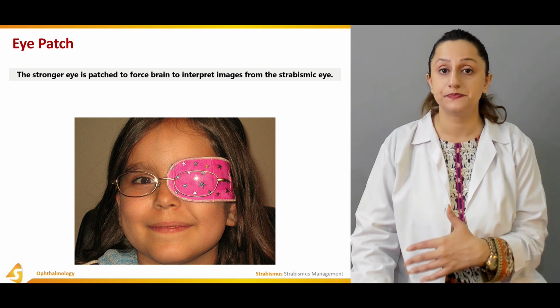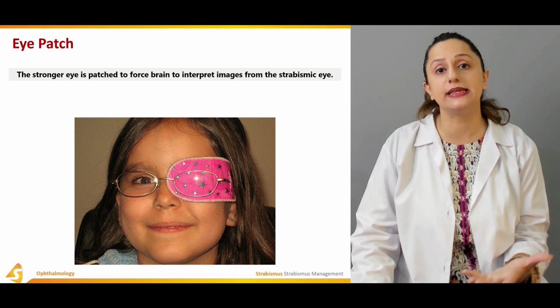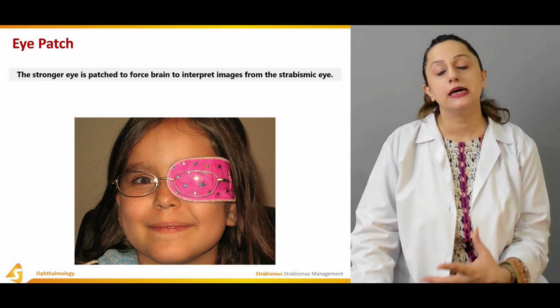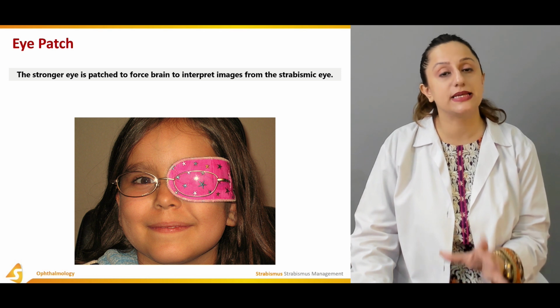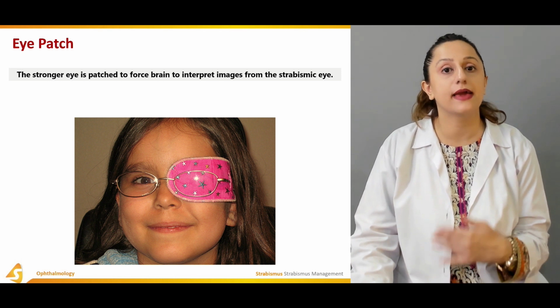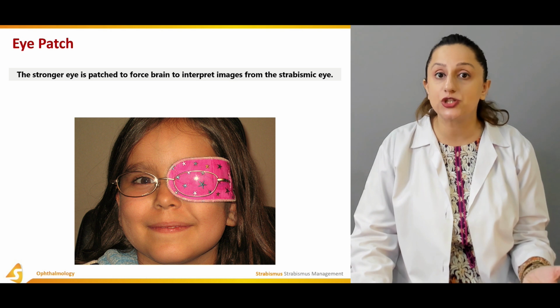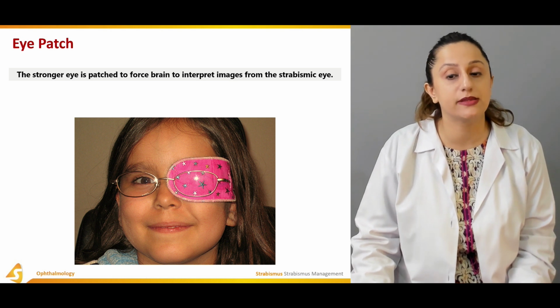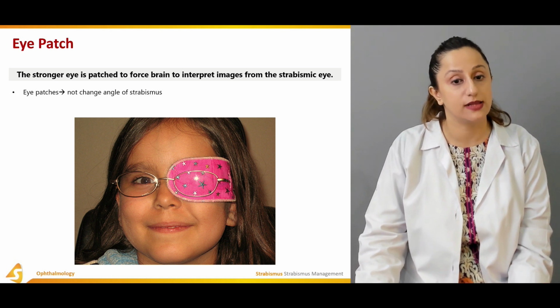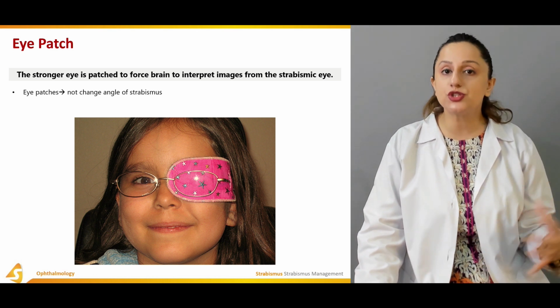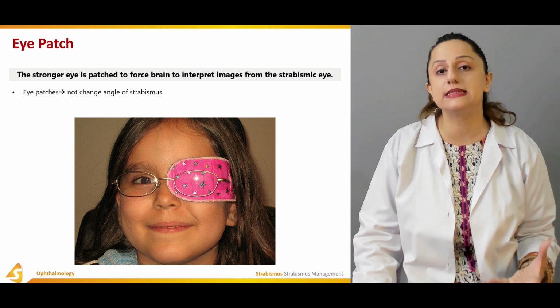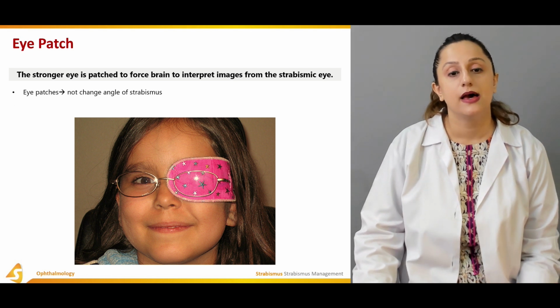So this is the concept for doing the eye patching, and that is how the eye which is patched is basically the normal eye, and the other eye is used and is made functional just to make the brain interpret the images from the strabismic eye as well. The eye patch does not change the angle of the strabismus. It just lessens the amblyopic conditions in the children.